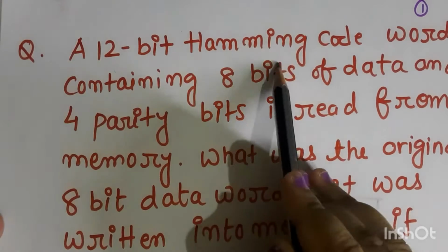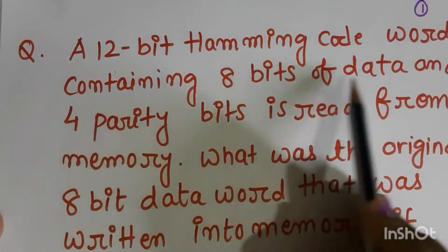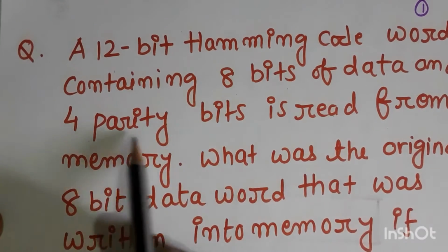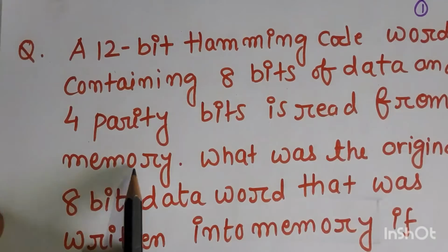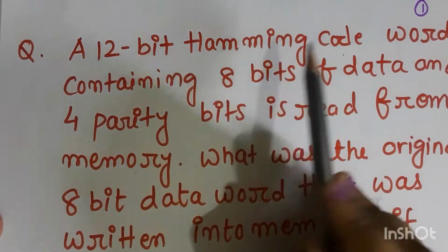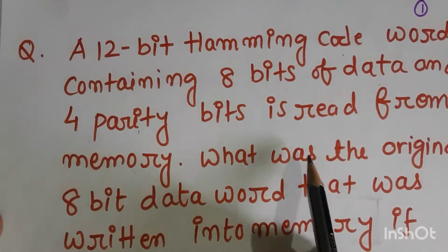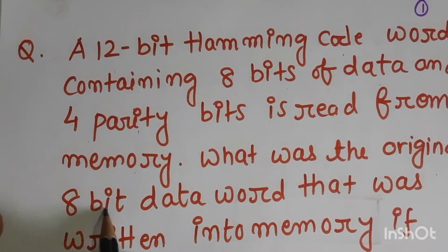A 12-bit Hamming code word containing 8 bits of data and 4 bits of parity is read from memory. So we are reading a 12-bit Hamming code from memory. It has 8 bits of data and 4 bits of parity. What was the original 8-bit data word that was written into memory if the 12-bit word read out is as follows?